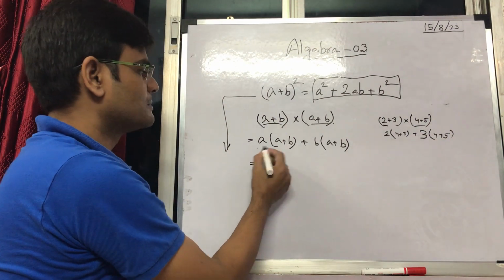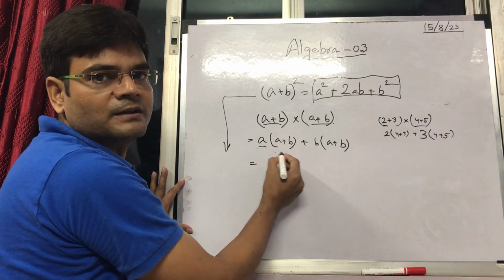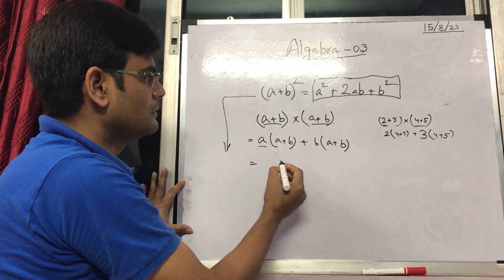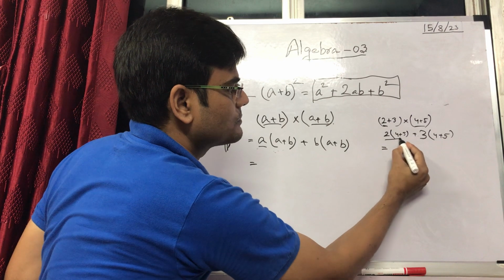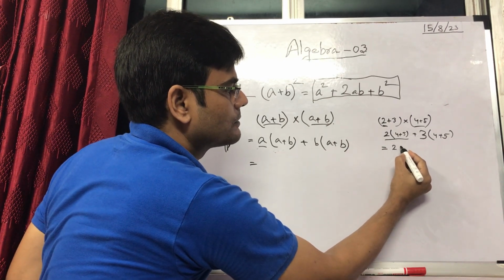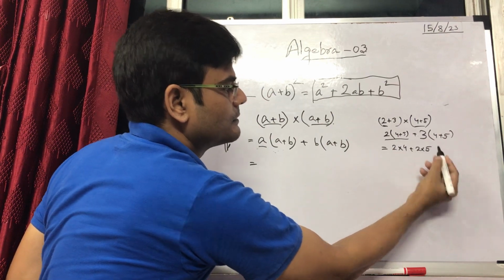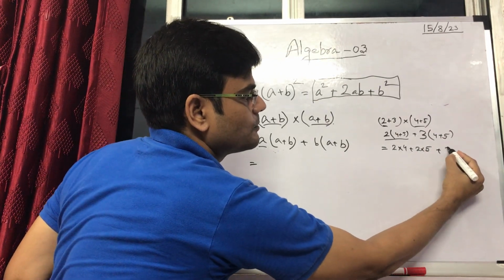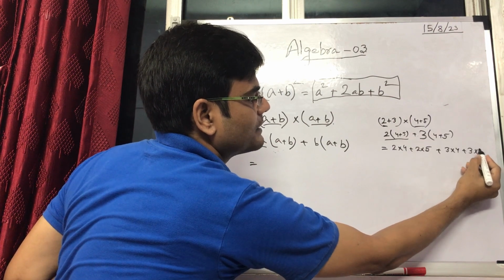Now let's multiply. You know how to multiply this, right? If you don't know, let me show, this can be done like this too. 2 times (4 plus 5) means 2 times 4 plus 2 times 5, and 3 times (4 plus 5) means 3 times 4 plus 3 times 5.